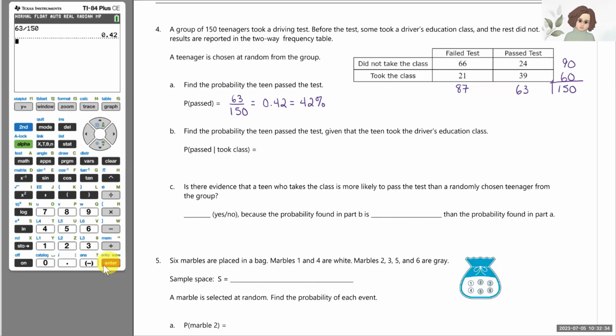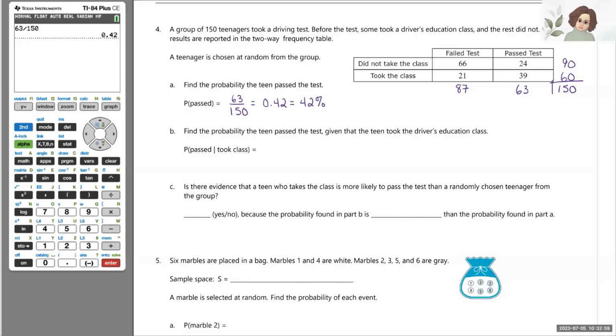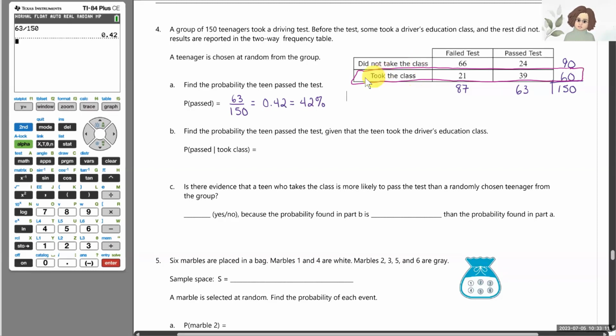All right, now let's get some additional information in our probability. So now it says, find the probability the teen passed the test, given that the teen took the driver's education class. All right, so the given tells us that we're only going to look at those teens that took the driver's education class. So what I'm going to do is just put a box around that row. So took the class, we're only going to look at these teens. It's a little messy there, but there you go. We're only going to look at those teenagers.